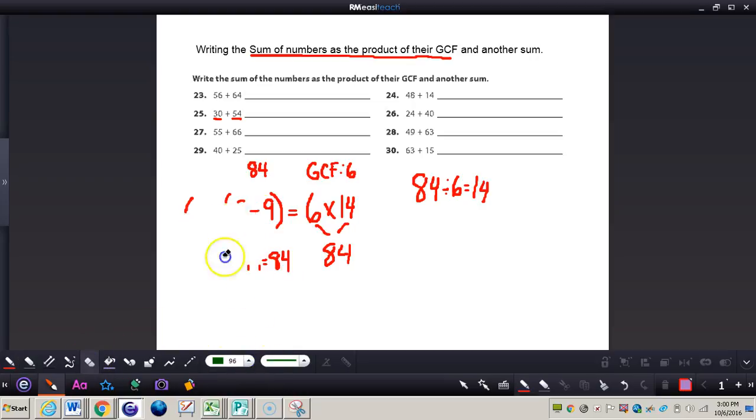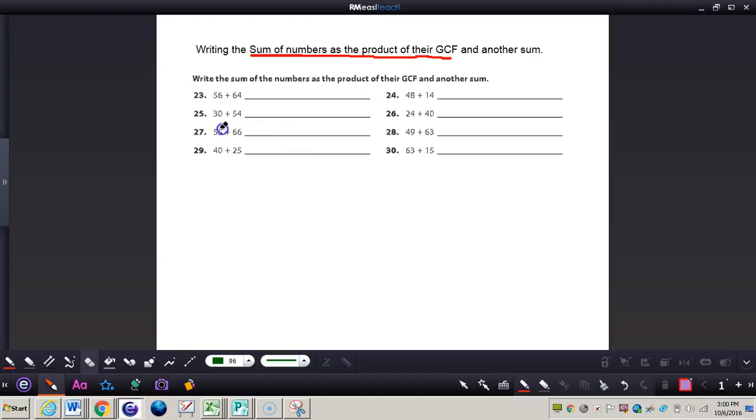Okay, let's do another one together. Let's look at number 26. 24 plus 40, that's going to give me 64. So that's the sum. Greatest common factor. I'm not going to write all this out for sake of time. Greatest common factor of 24 and 40 is 8. That's the number we're going to multiply.